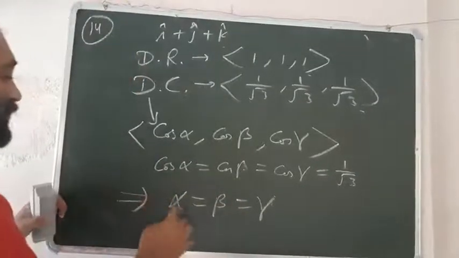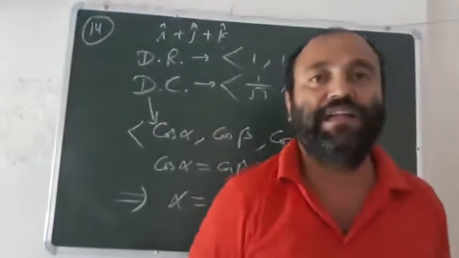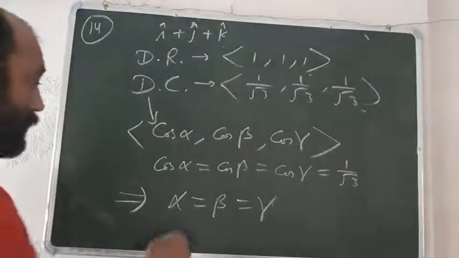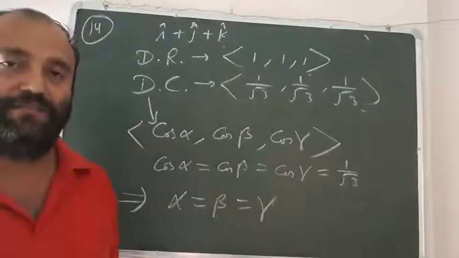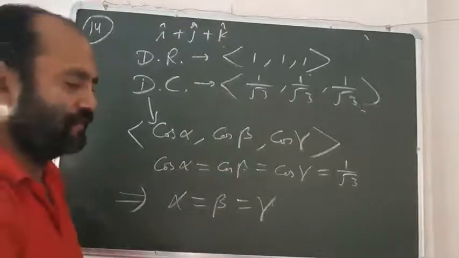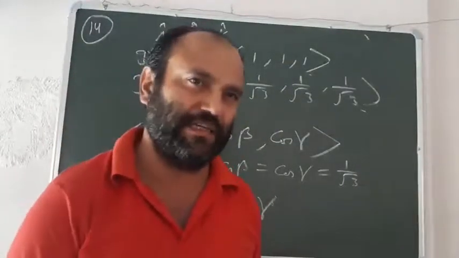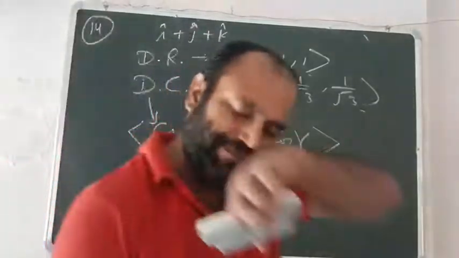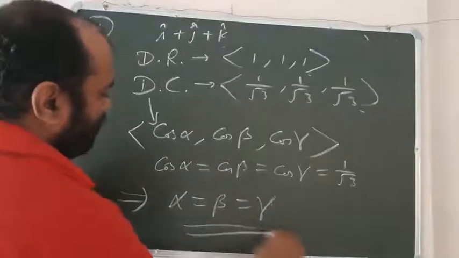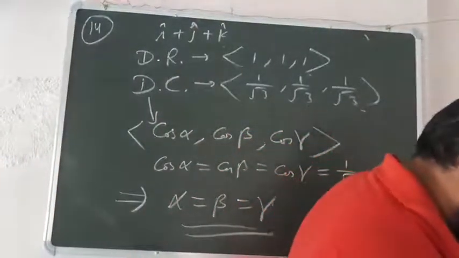So what does it mean? It means that they are equally inclined to OX, OY, OZ, because this alpha is the angle made by the vector with the OX, that is x-axis, and beta is the angle made by the vector with the y-axis, and gamma is the angle made by the vector with the z-axis. So it shows that they are equally inclined. Beta.